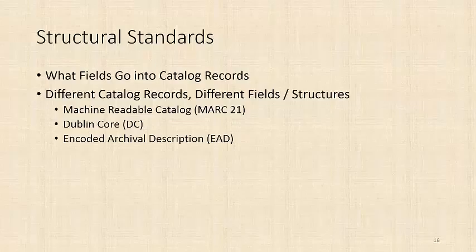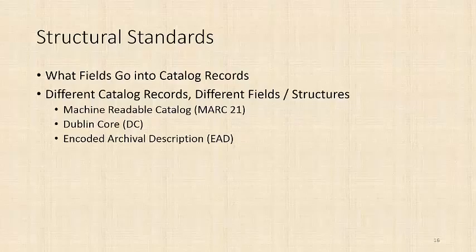When you get to catalog records, there are different structural standards. A structural standard is defined as what data elements are contained in the information system or the catalog record. That is, the fields you need to include in the catalog record. They're different for different kinds of catalog records, but frequently they are what we call crosswalked. You can make a comparison, for example, between these three that you see here.